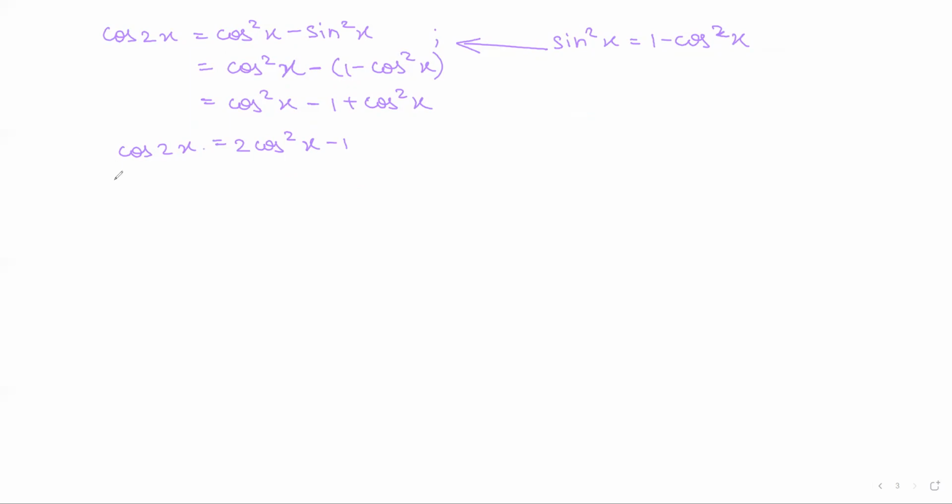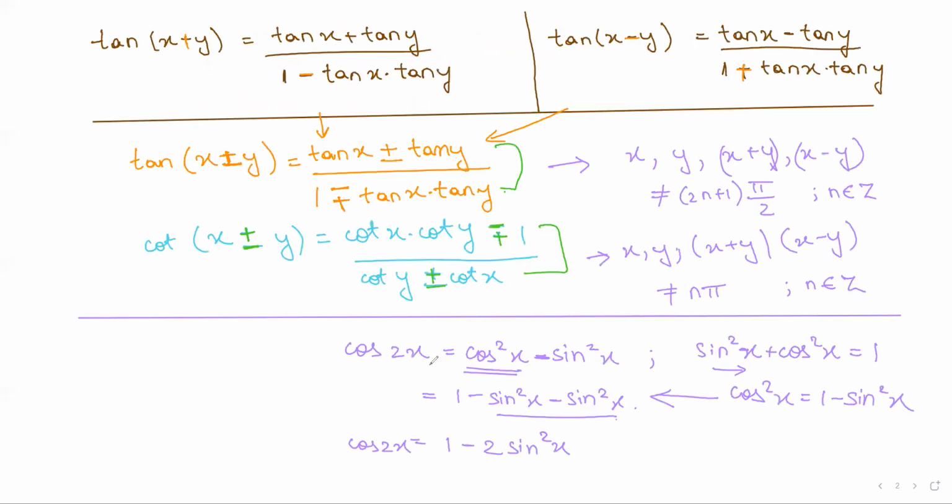Next, sin 2x. So sin 2x is equal to 2 times sin x into cos x. Now you might wonder, how did we come up with this? Why can we write cos 2x is equal to cos square x minus sin square x?